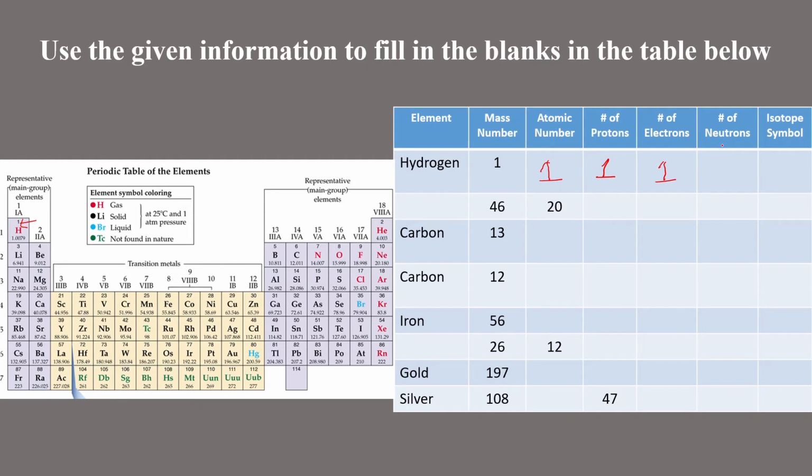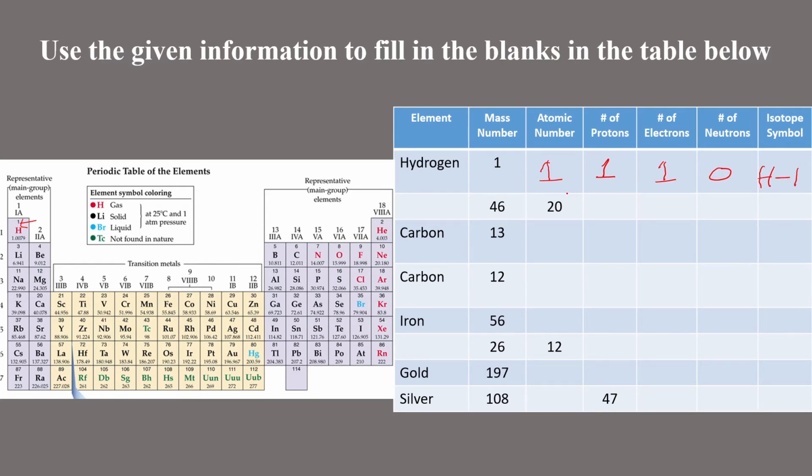Now, number of neutrons. Mass number is the number of protons plus neutrons, right? So if the mass number is 1 and number of proton is 1, how many neutrons can it have? It will have 0 neutrons, right? For this hydrogen with mass number 1. And the isotope of hydrogen that we will write, we will write hydrogen 1, like this.